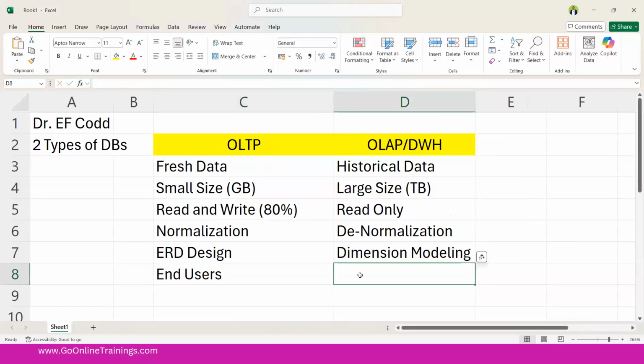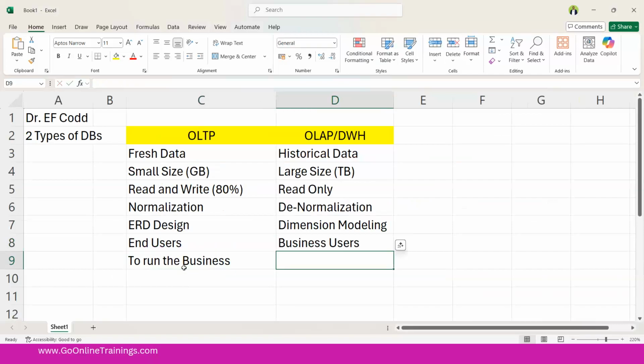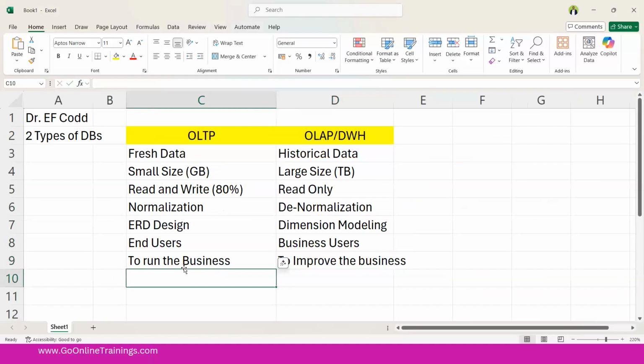End users are going to be connected to this. So business users, that means the people from the business, maybe the CEO, CTO, sales managers, regional level managers, are going to take the OLAP data and connect with this. This is to run the business. So what is the purpose of this? To improve the business. All of them are very, very important to improve the business. We're going to be using these applications, right? So end users are connected.